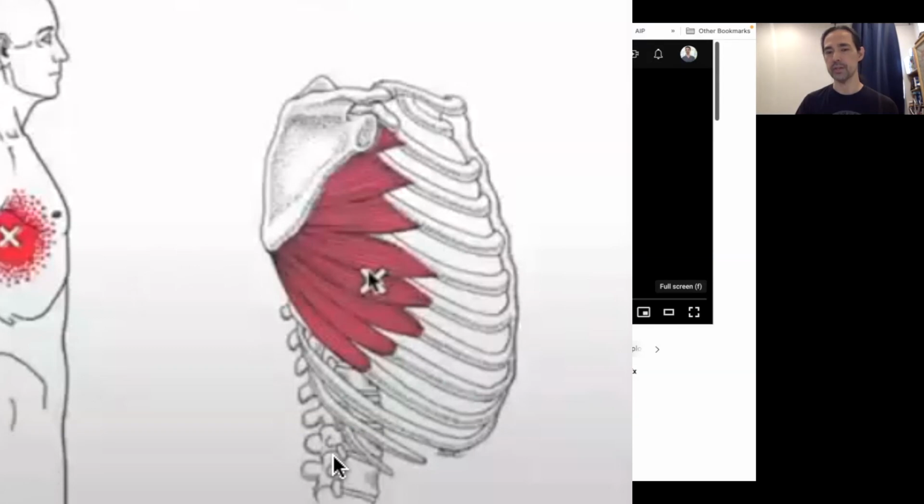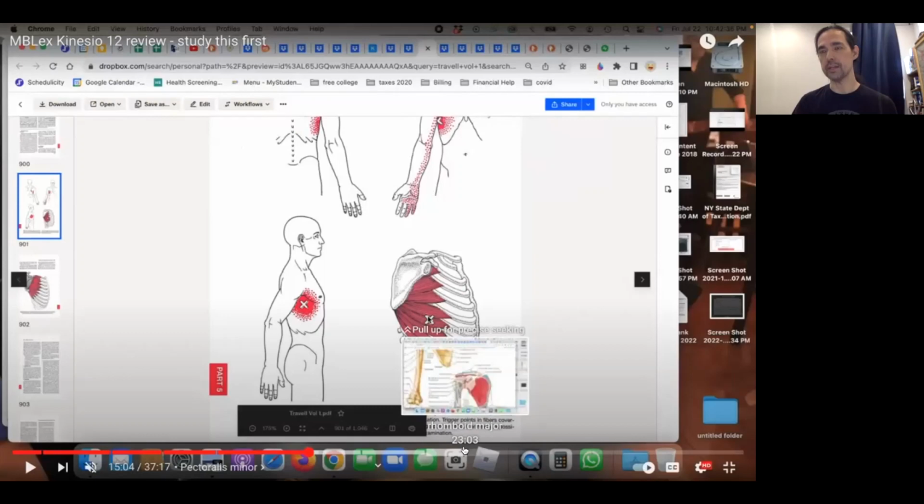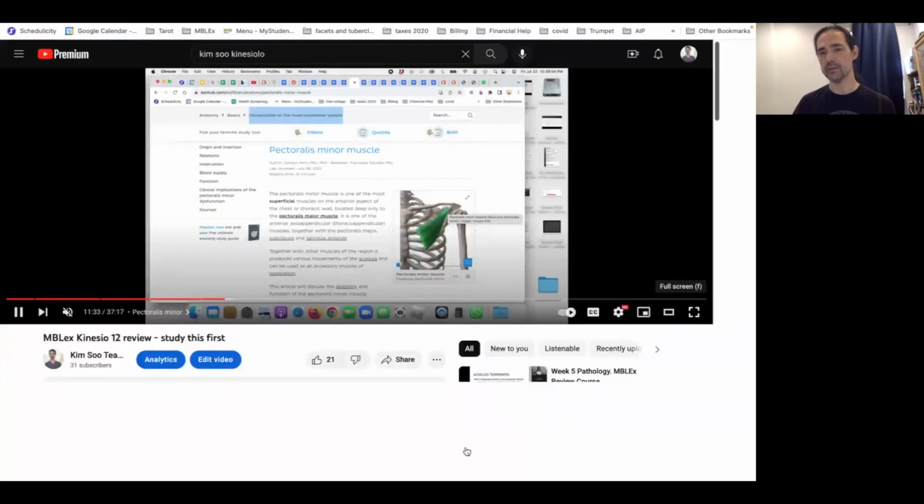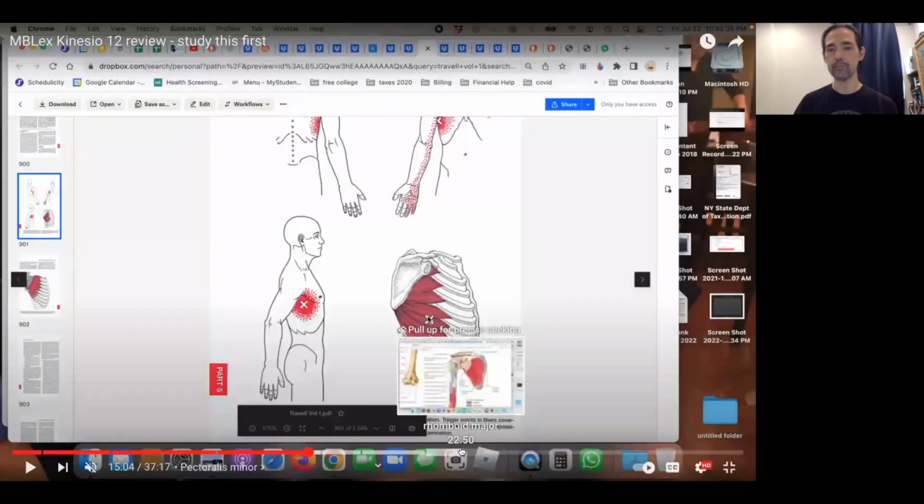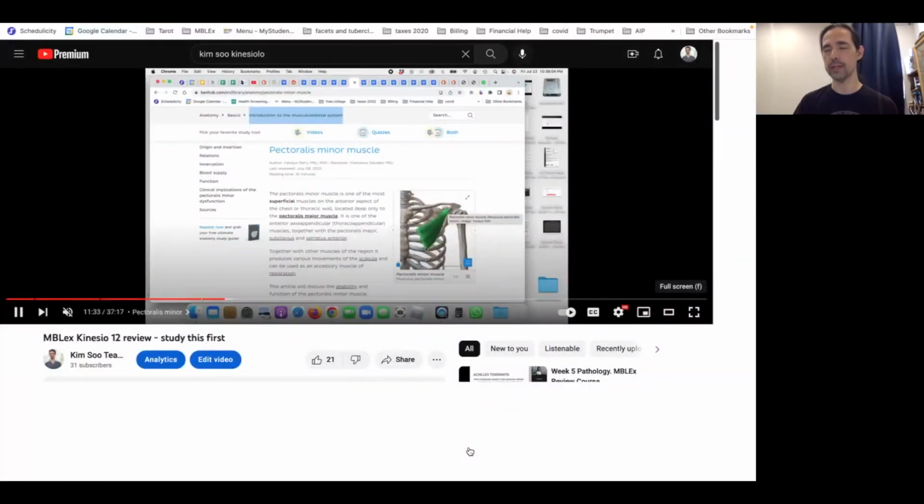The SITS muscles are the supraspinatus, infraspinatus, teres minor, and subscapularis. So say those with me, with your mute on, please. Supraspinatus, infraspinatus, teres minor, and subscapularis. Supraspinatus, infraspinatus, teres minor, and subscapularis.